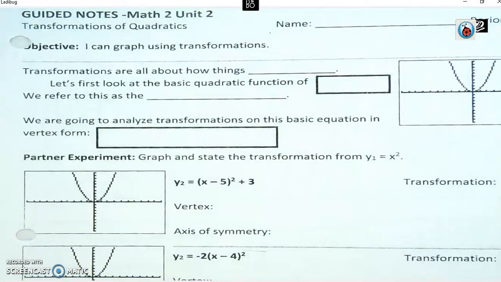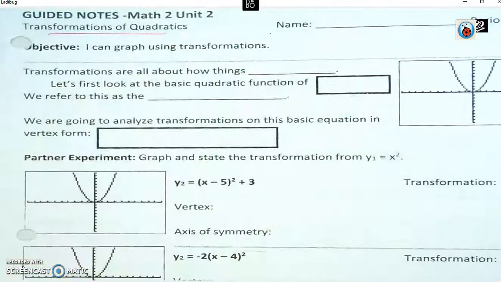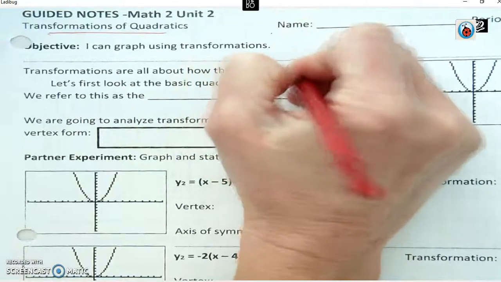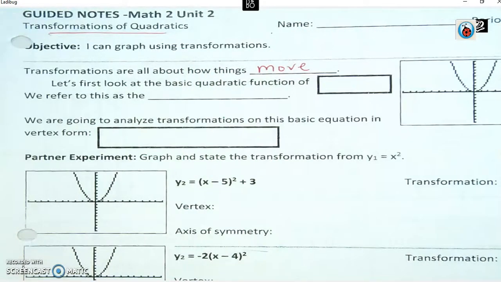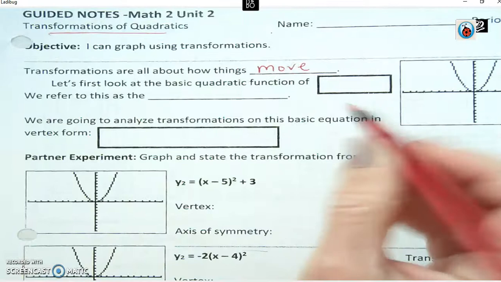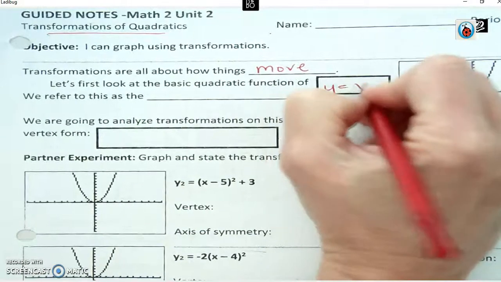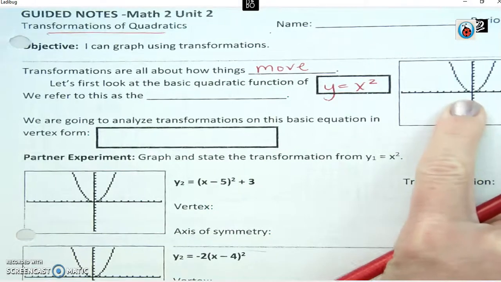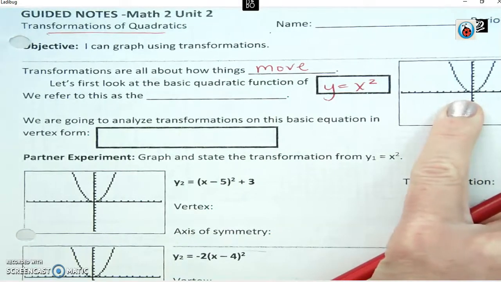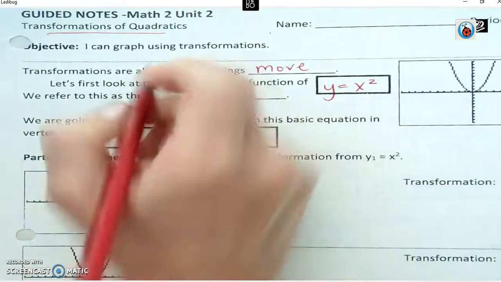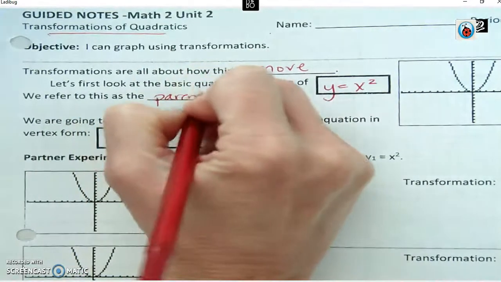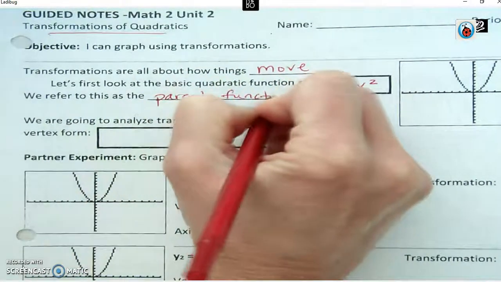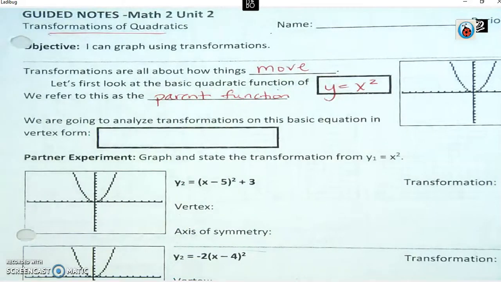This lesson is on transformations of quadratics. Transformations are all about how things move. Let's first look at the basic quadratic function of y equals x squared. It has been graphed for you. Notice that the vertex is on 0, 0, and it opens up. This is the parent function of quadratics.